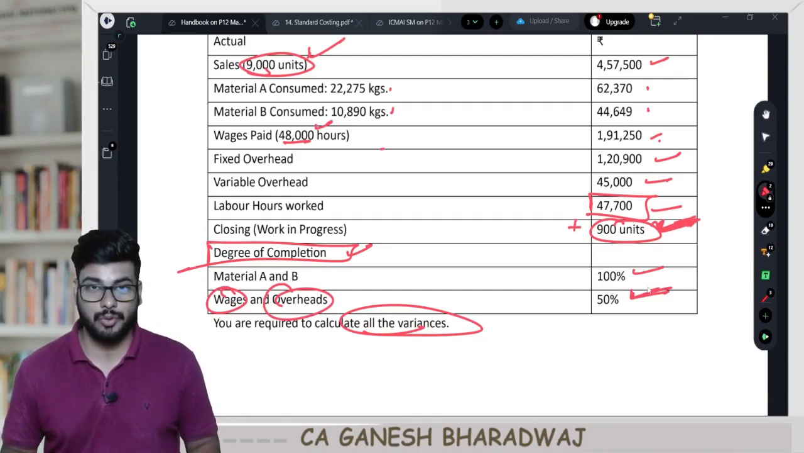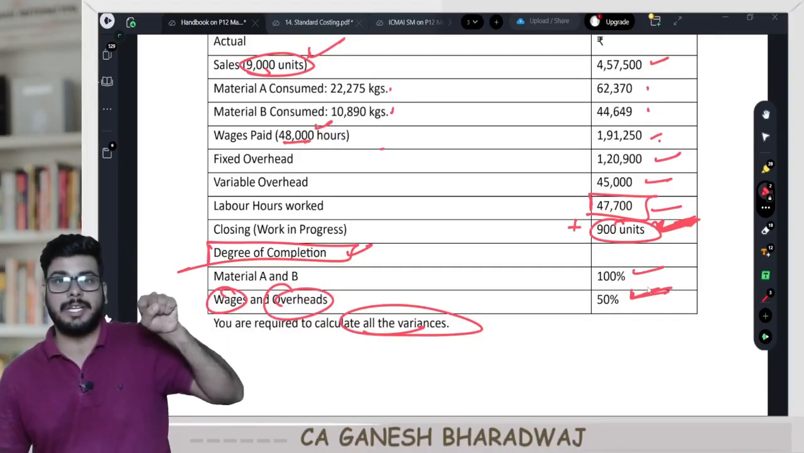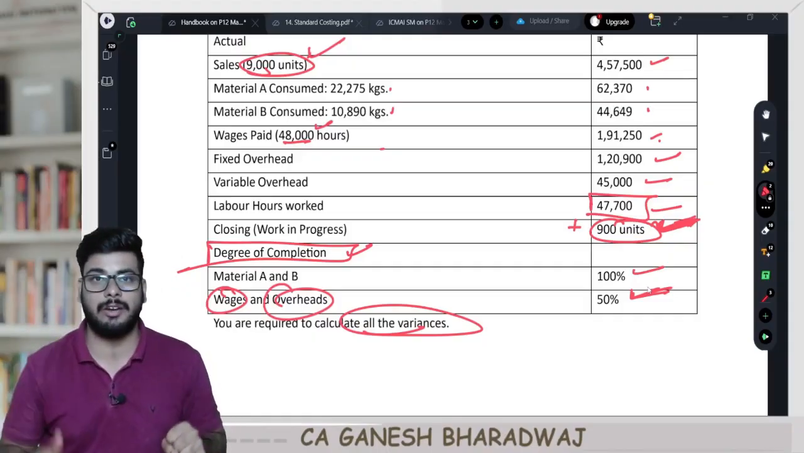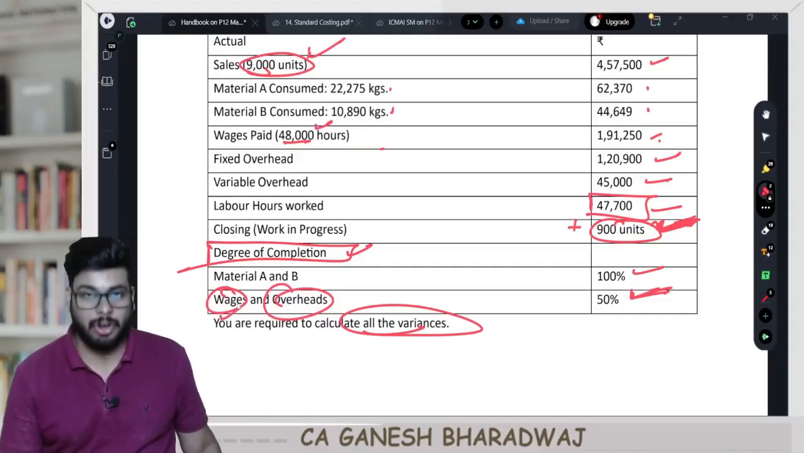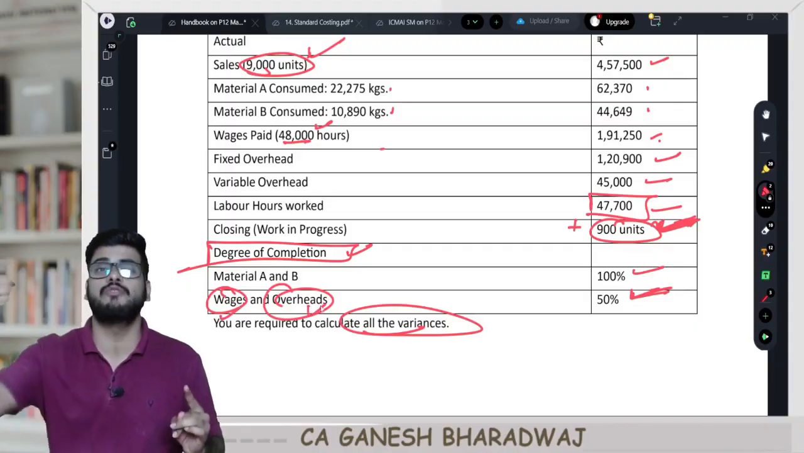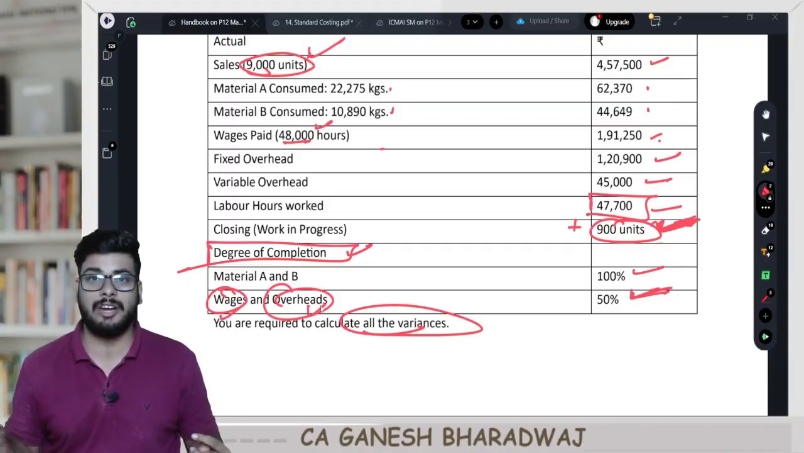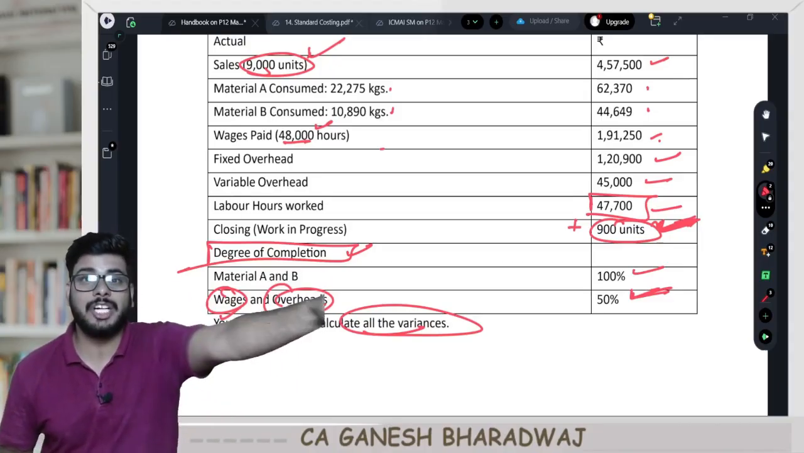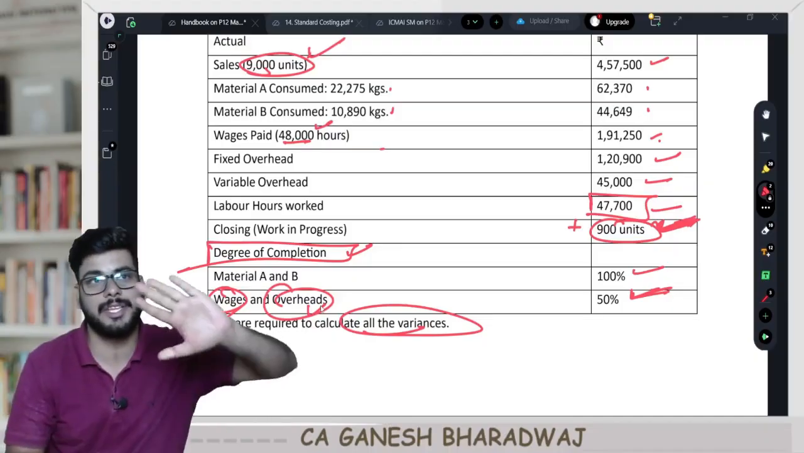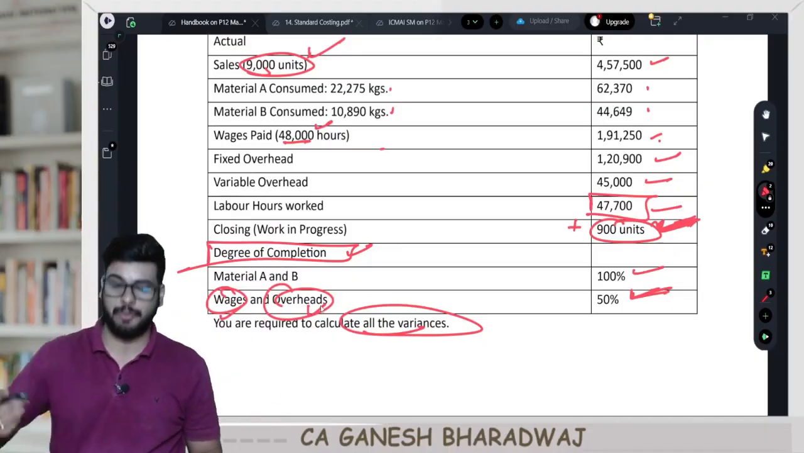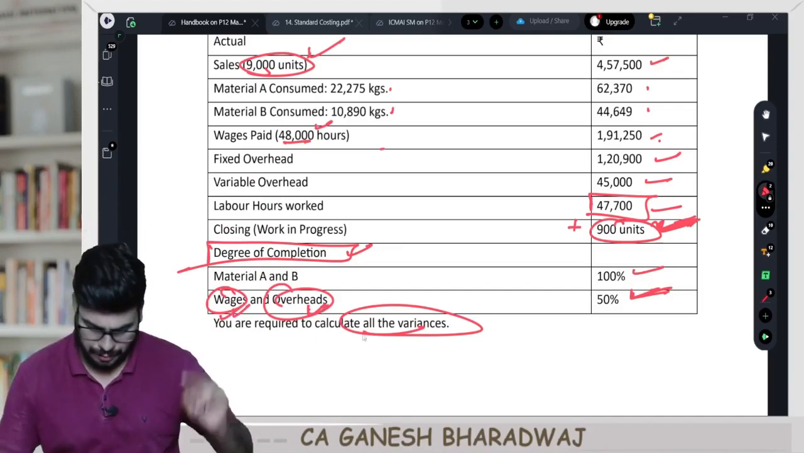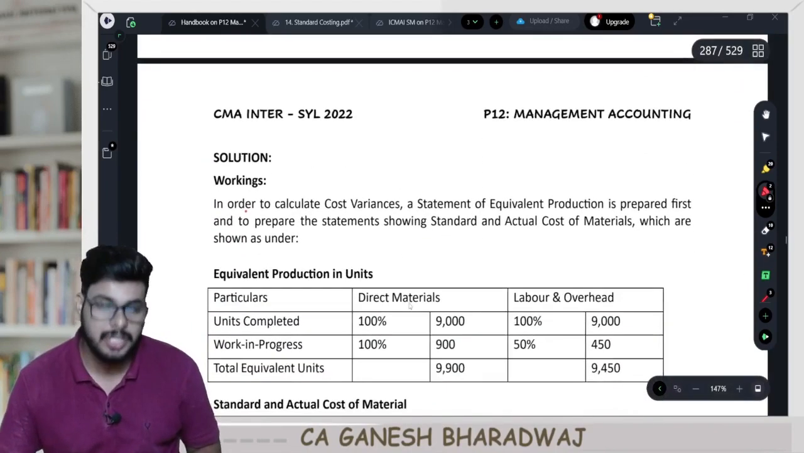So what we need to do is, using raw material costs, calculate how many equivalent units I have produced. Using wage cost, how many equivalent units I have produced. Using wage and overheads, how many equivalent units I have produced, I need to calculate that. So basically, the actual units produced for the purpose of computing my material cost variance will be different, and the actual units produced for the purpose of computing my wages and overheads will be different. Are you clear with this? Let me just walk you through this.